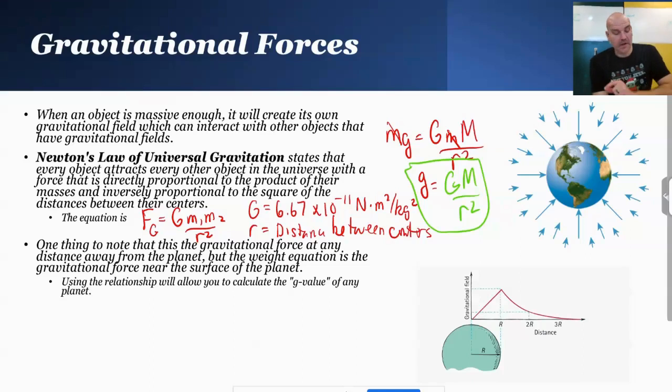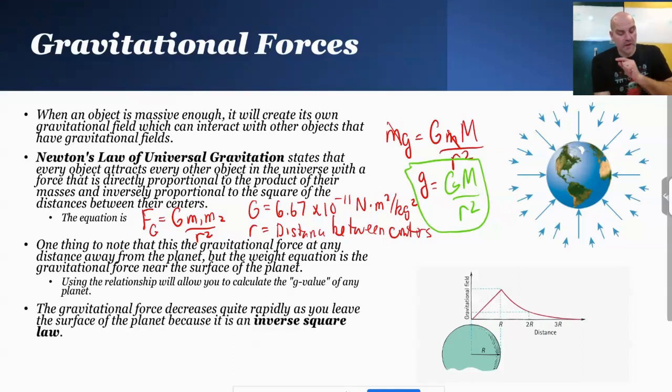And another thing to note is that gravitational force will decrease rapidly as you leave the surface of the planet because it is an inverse square law, right? So Fg varies inversely as 1 over r squared. And so as you can see in this picture with the Earth, the arrows are getting smaller as you're getting further away. So you feel the greatest gravitational pull at the surface, and then as you go away from the surface, you start feeling less of a pull from that planet.